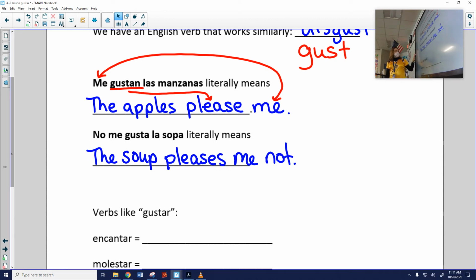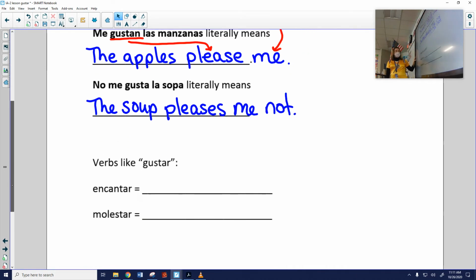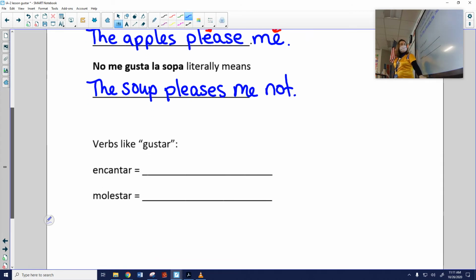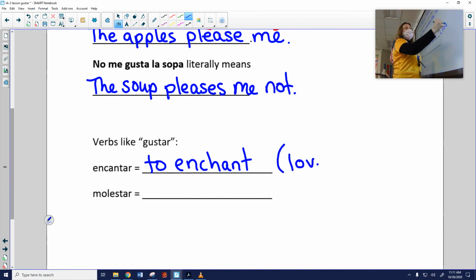Bueno, there are a couple of other verbs that work like gustar, just like we talked about. It disgusts me, it gusts me in English. In Spanish, there are a couple of other verbs that work kind of similarly. One of them is encantar, which means to enchant. It enchants me. What might we say in English? Apples enchant me. You have an idea, Justin? Make you happy? Yeah, maybe. Makes me happy. How about I love them? I love apples. Me encantan las manzanas. In English, we would say, I love apples. In Spanish, they say, apples enchant me. Molestar.